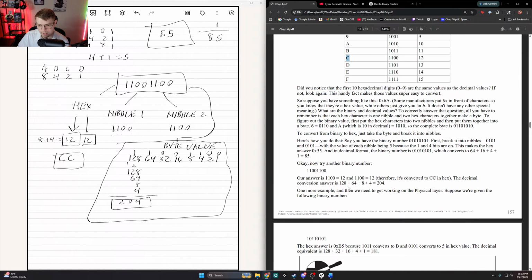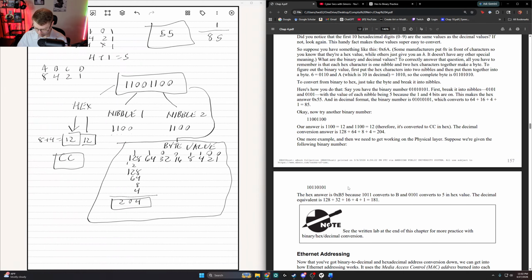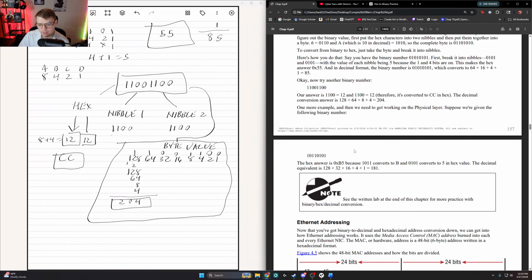Now, what was that example? 1100. There we go. So our answer is 1100 equals 12 and 1100 equals 12. Therefore, it is converted to CC in hex. The decimal conversion is 128 plus 64 plus 8 plus 4 equals 204. Ooh, I didn't get that wrong. Nice.